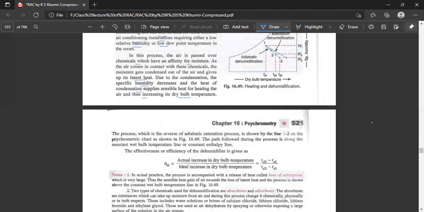As we know, the temperature of the air recorded by a thermometer when the bulb is surrounded by a wet wick and exposed to the air is called the wet bulb temperature, and the thermometer is the wet bulb thermometer. The wet bulb temperature is denoted by TW. Now, the path followed by this process is along the constant wet bulb temperature line or constant enthalpy line.